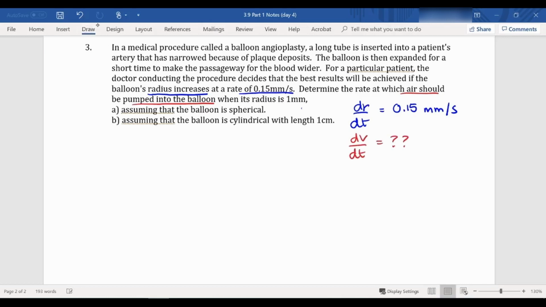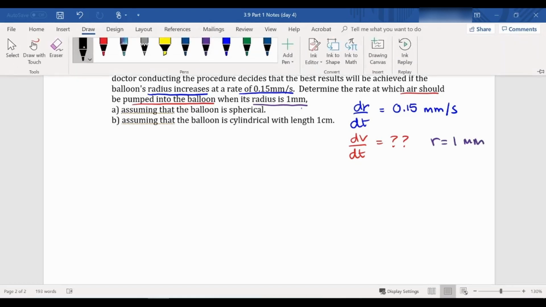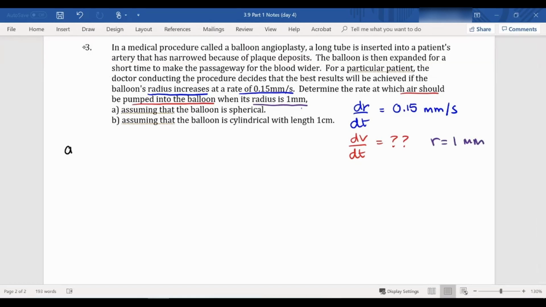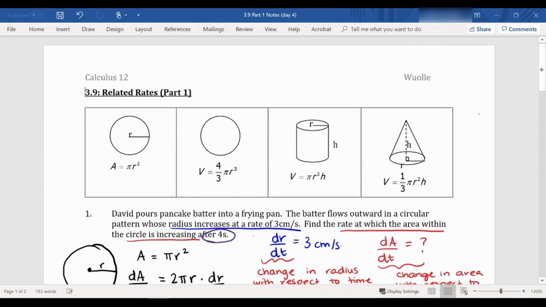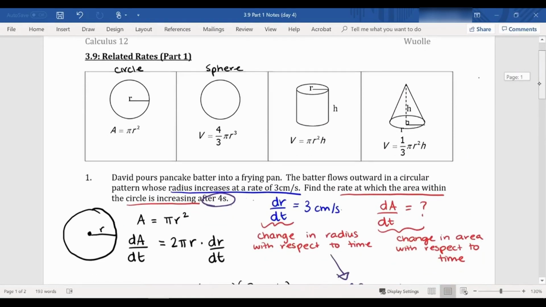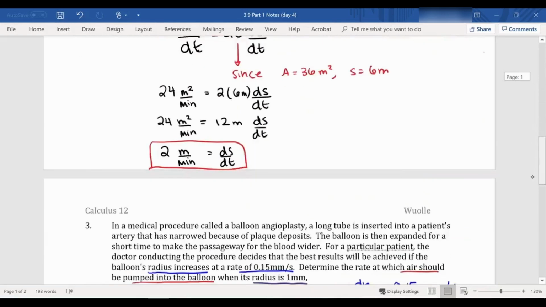And it says the radius is 1 millimeter. Okay. So for the first one, it's saying the balloon is spherical. If you take a look back on your first page, we've got if the balloon is a sphere, this one here, this one was a circle. The volume of a sphere is 4/3 pi r cubed.